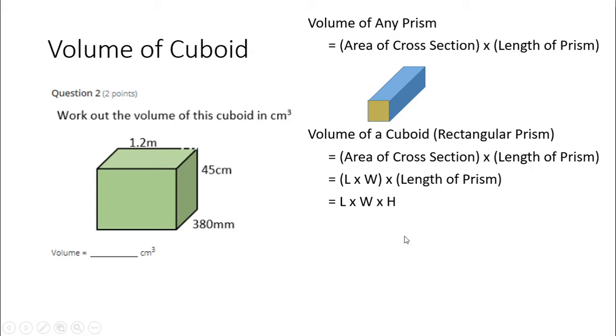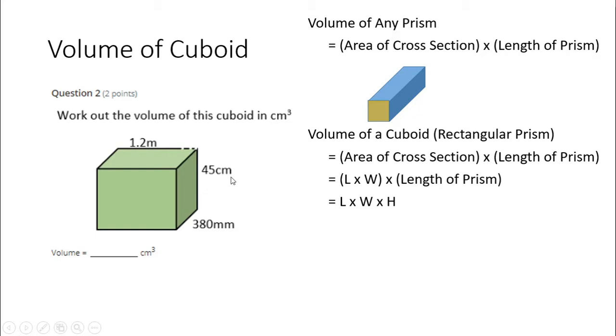Okay, so now that we've got that clear, for this rectangular prism or this cuboid, we've got measurements in different units of measure. I've got this length in meters, 1.2 meters. I've got this height, which is 45 centimeters. And I've got this width, which is in millimeters. Check what unit of measure you need your answer in. We need it in centimeters cubed, and start by working it in the right units of measure.